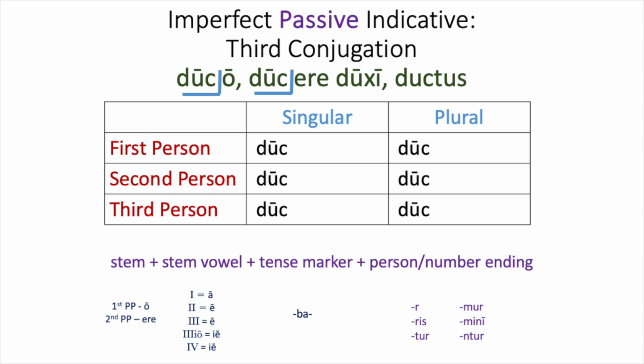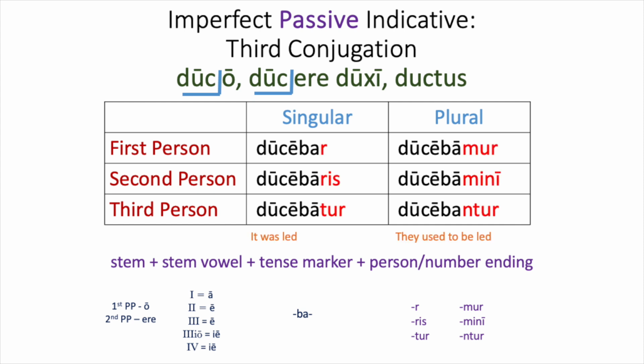So you get your DUC ending. Then we need a little buffer vowel or vowels before our BA. For third, it is an E. And then we put in our tense marker, the BA, and then our endings. Ducēbar, I was led. Ducēbāris, it's a long A, so it stays. You were being led. Ducēbātur, it was led.